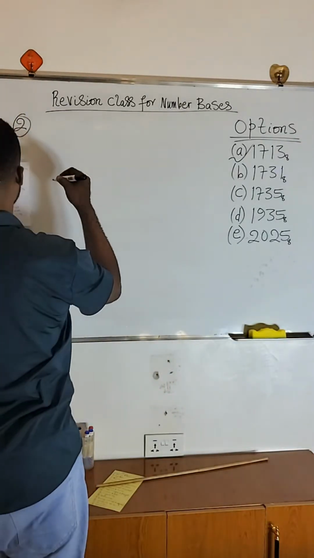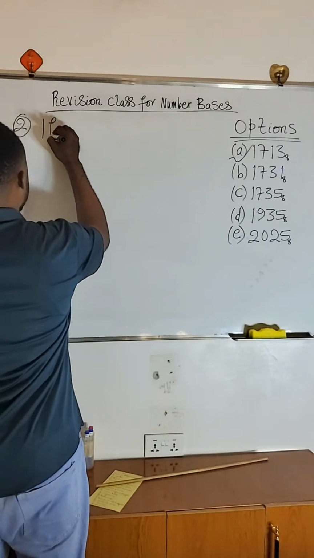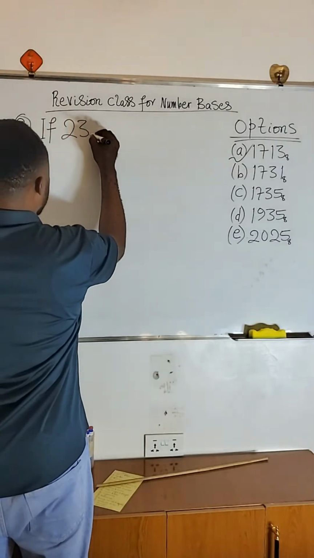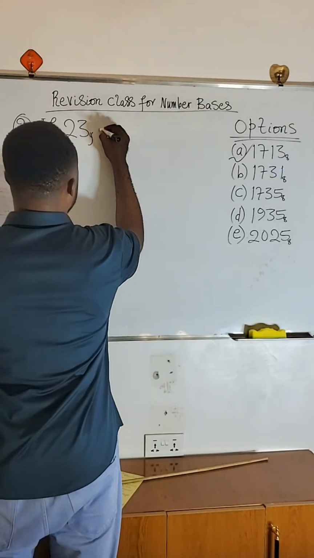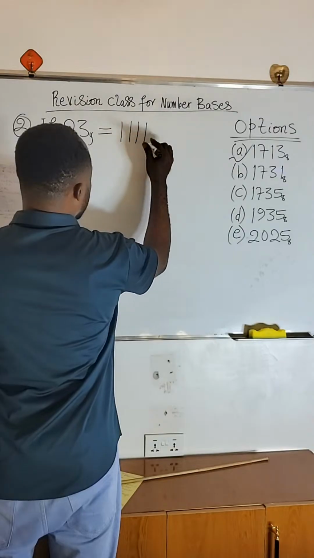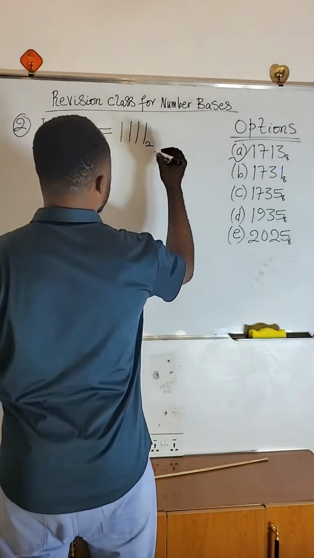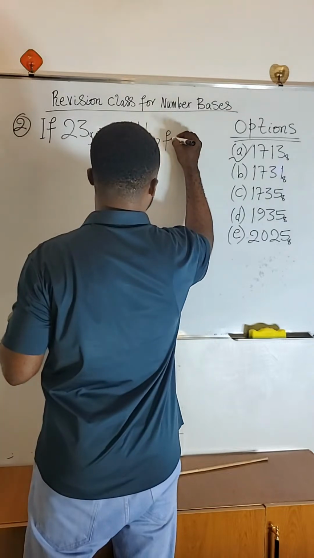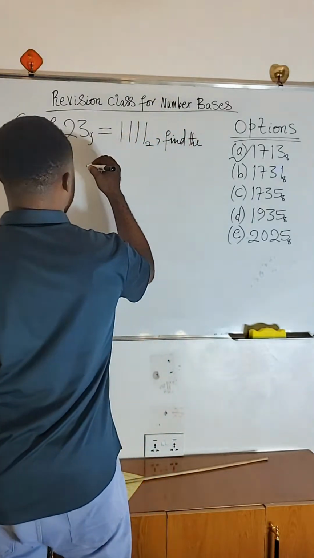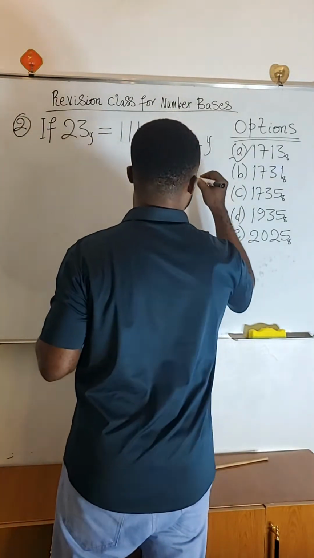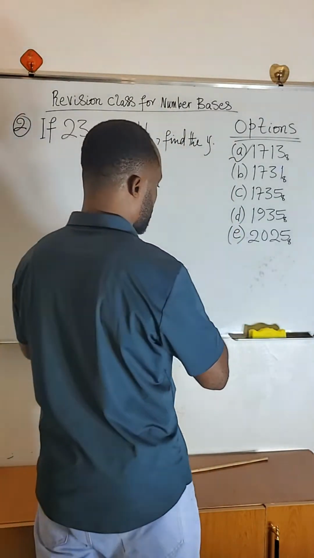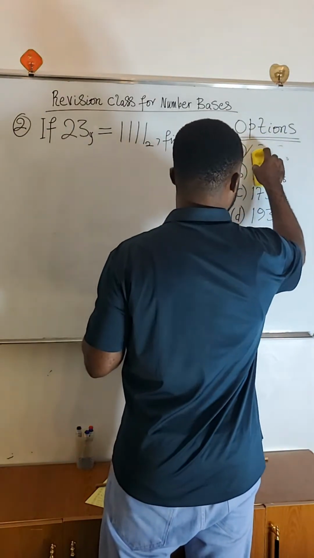So question number 2 says, if 23 in base y equals 1111 in base 2, you are asked to find y, find the value of y. Okay, and so this one too has some options.